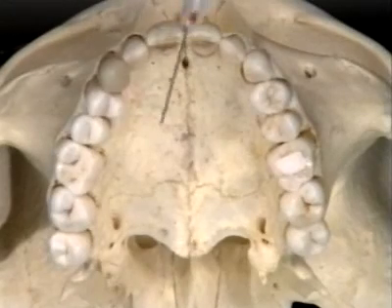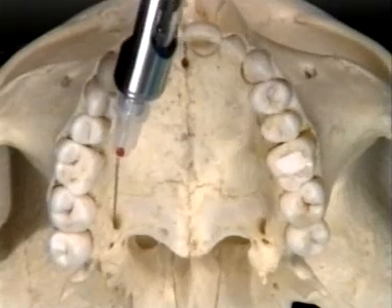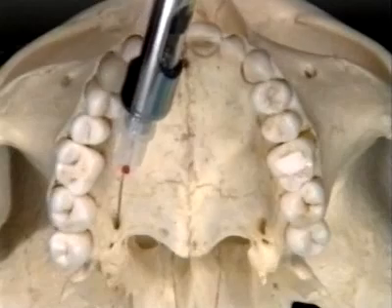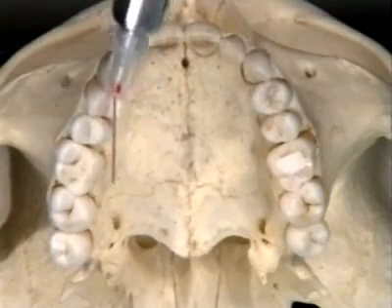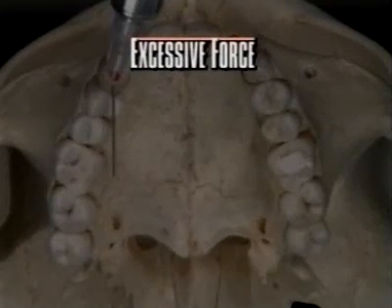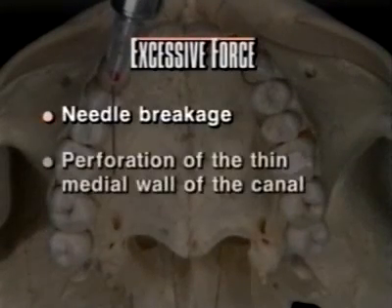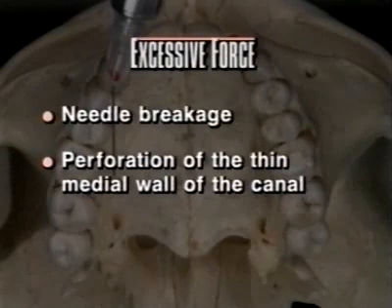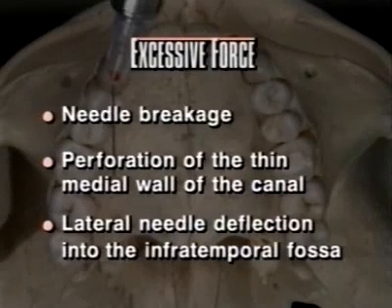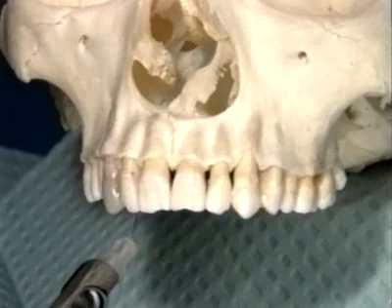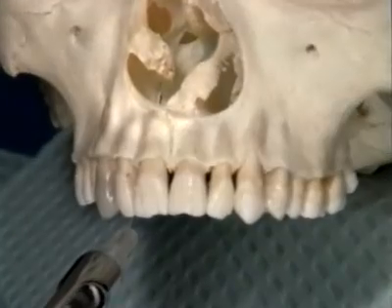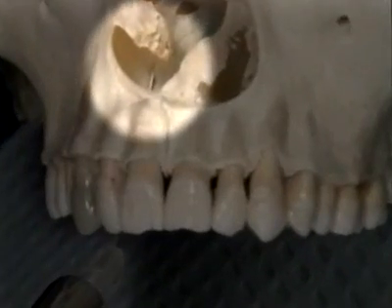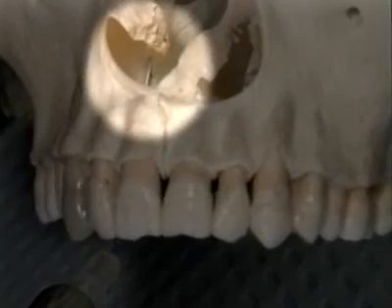Perhaps 1/10 of canals have bony obstructions that may prevent passage of the needle. If the canal cannot be negotiated, then the injection should be aborted. Excessive force can lead to needle breakage, perforation of the thin medial wall of the canal, or deflection of the needle laterally into the infratemporal fossa. If the needle pierces the medial wall of the pterygopalatine canal and enters the nasal cavity, air will be drawn back into the syringe during aspiration.